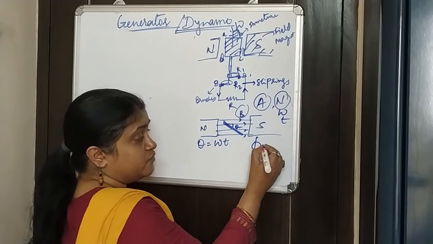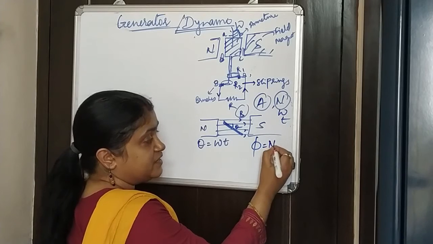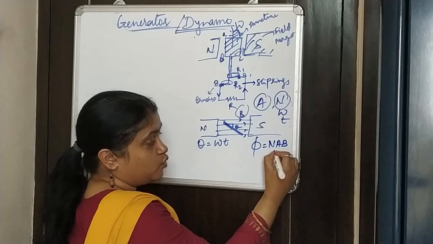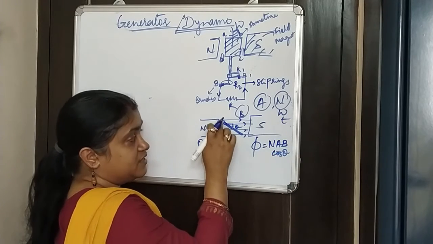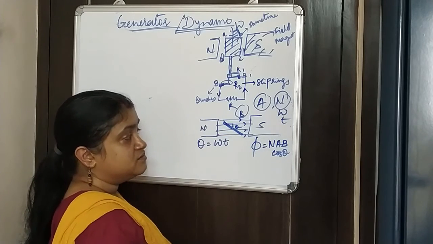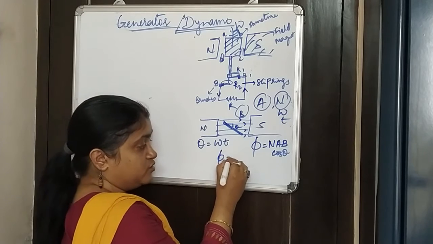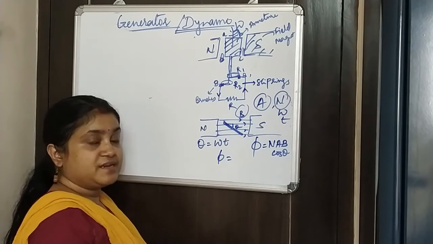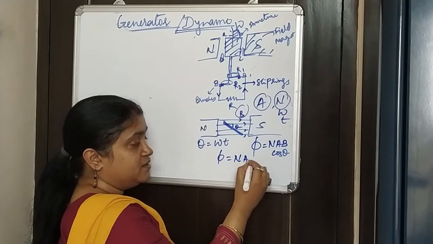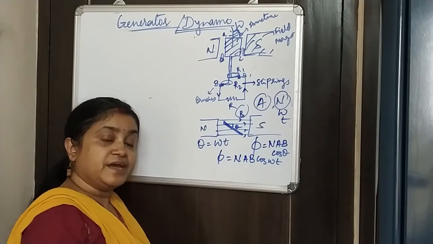So now when we calculate, the magnetic flux will be N into A dot B, or NAB cos theta, because the area vector makes an angle theta with the magnetic field. So A dot B becomes AB cos theta. Therefore, the magnetic flux will be N A B cos omega t. So this is the magnetic flux.